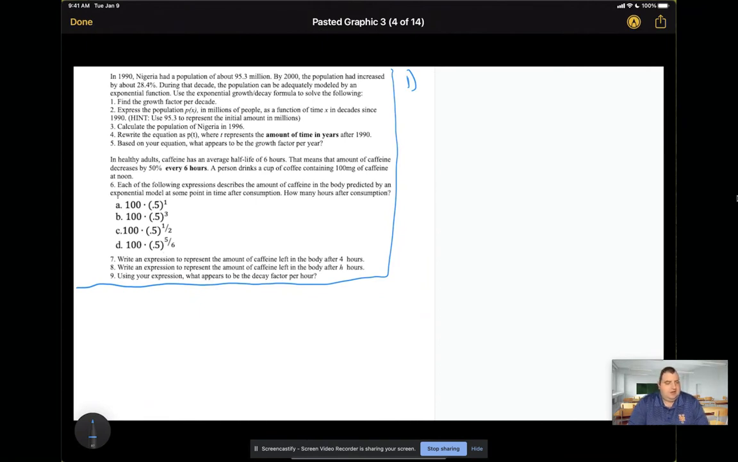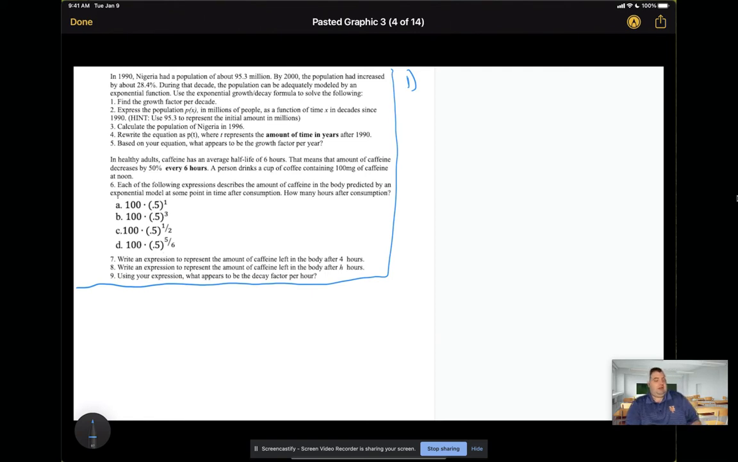In 1990, Nigeria had a population of about 95.3 million. By 2000, the population had increased by about 28.4%. During that decade, the population can be adequately modeled by an exponential function. Use the exponential growth and decay formula to solve the following.